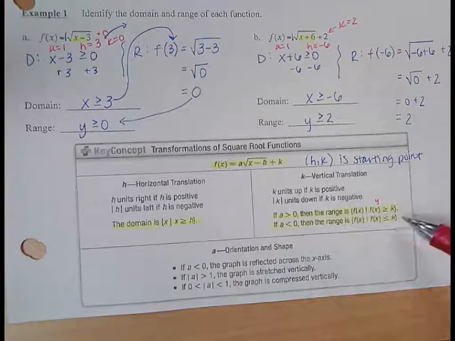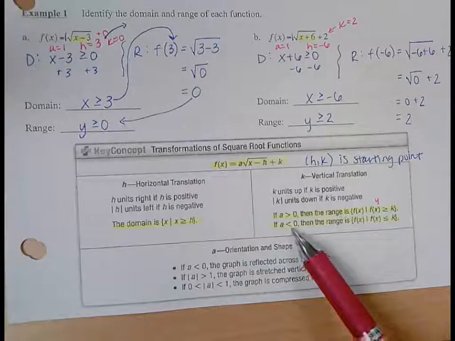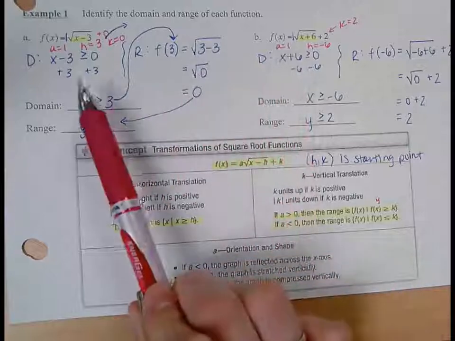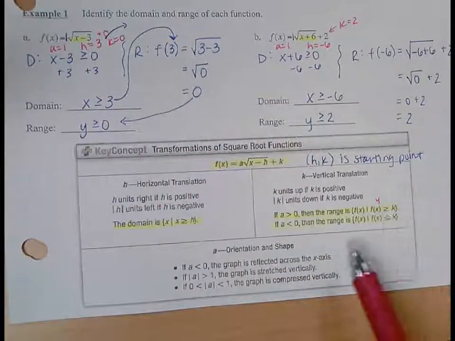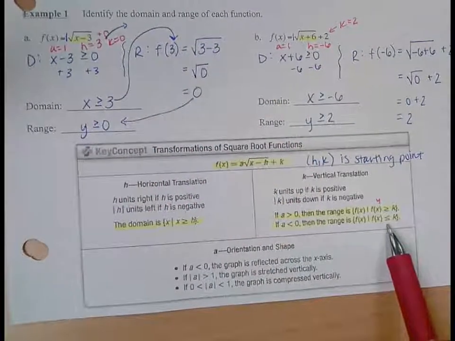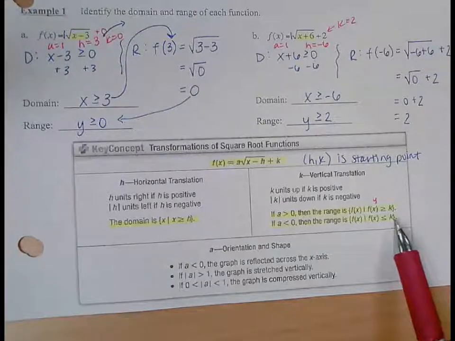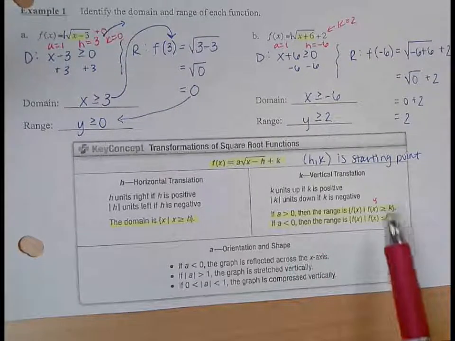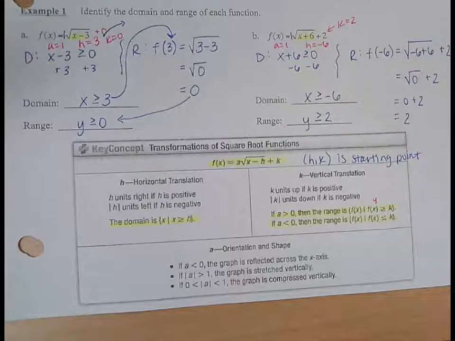And then this didn't happen in either of those two examples, but if the A value was negative, like I talked about, if either of these were negative 1 or any negative number, then the range would be y values less than or equal to k. So the A value determines if it's greater than or equal to or less than or equal to, but it's always around the k value for your range.